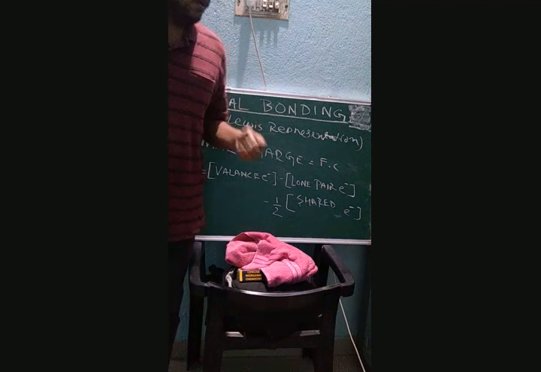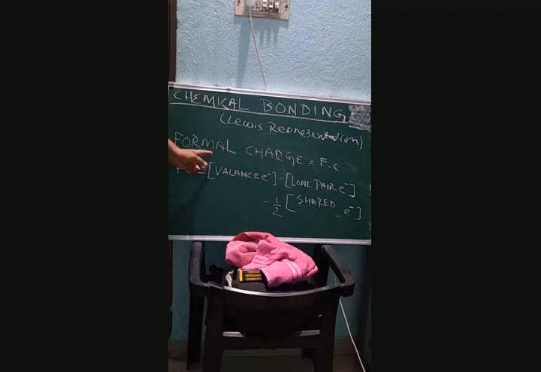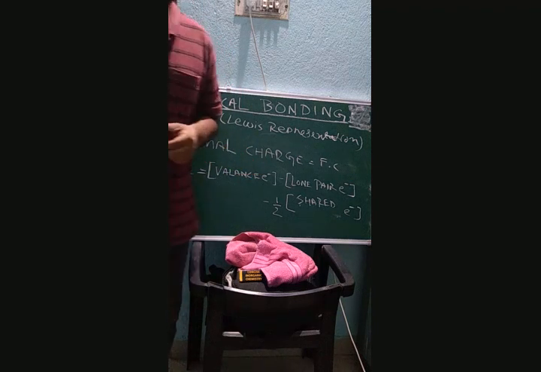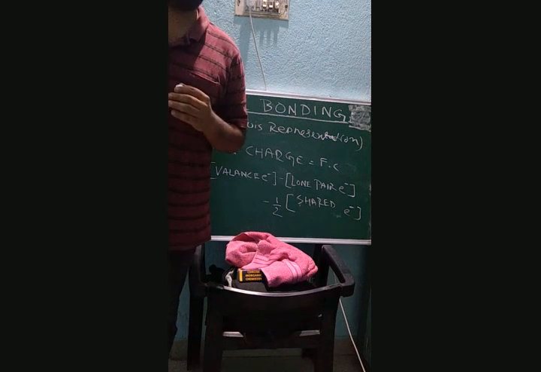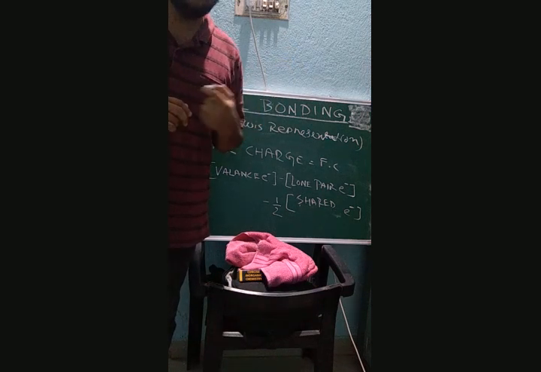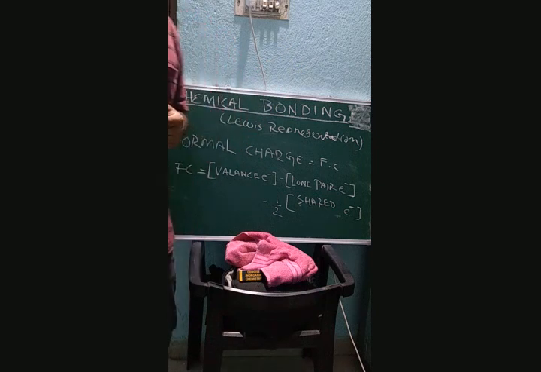Hello students. So now let's talk about formal charges. So what is a formal charge? A formal charge is nothing but a way to cross check if your Lewis representation of a molecule is correct or not. It is a way to keep track of the valence electrons. So what is a formal charge?